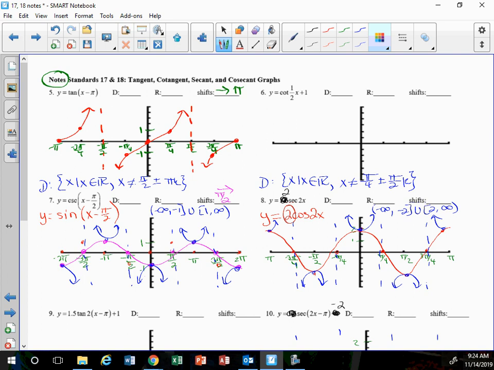Let's practice domain. Range we know, right? Negative infinity to infinity. Domain, we'll squeeze it in here. X, such that X is an element of the reals. X cannot equal pi over 2 plus or minus... Okay, good job. Remember how scary that was the first time we wrote that? It's not.